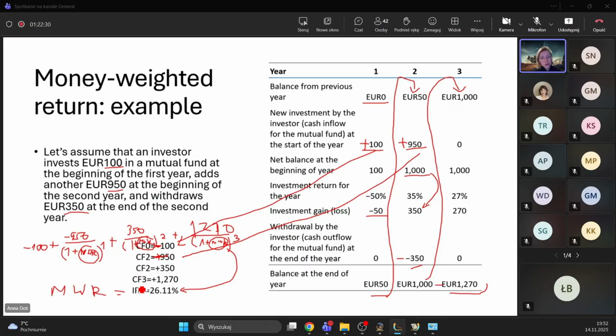This money-weighted return shows us two aspects. First of all, it shows us what the returns were. They were minus 50, 35, and 27.